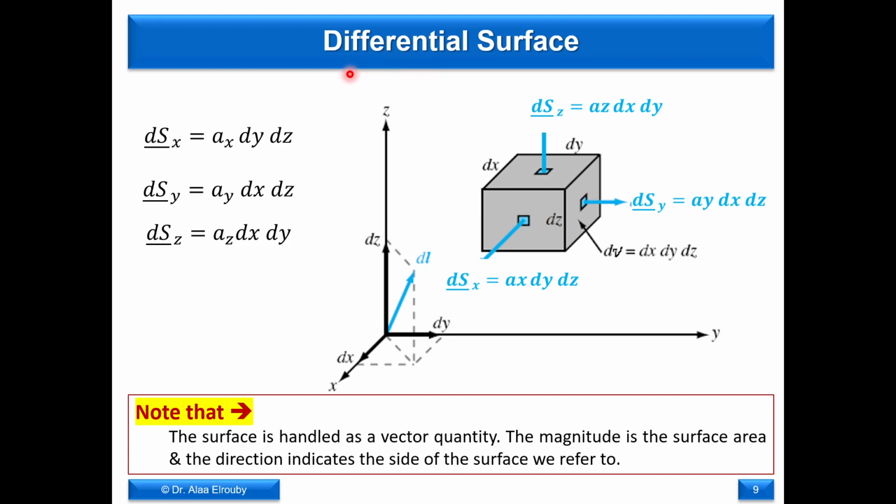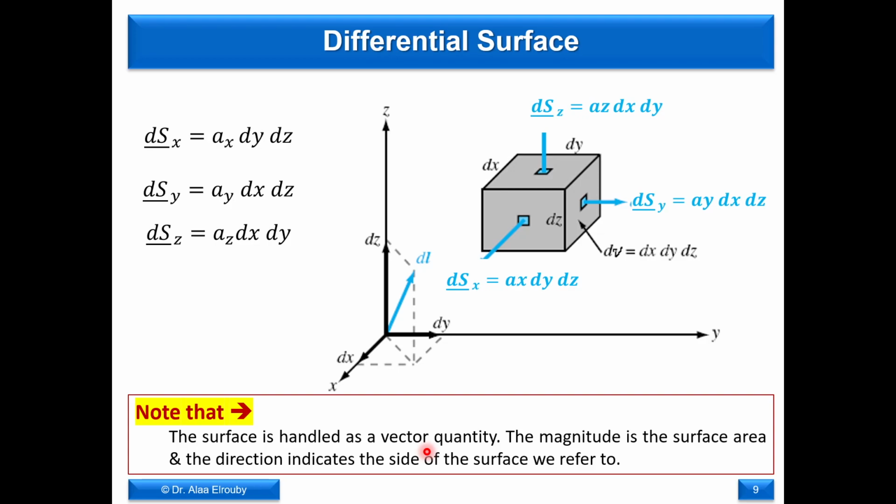If we want to describe a differential surface, which means a tiny small part of a surface, assume that you have a paper with a grid on it. Each small square on this paper is like a differential surface. We would like to describe this surface in the Cartesian coordinate system. Note that here we deal with the surface as a vector quantity, so the surface is a little bit different than the area.